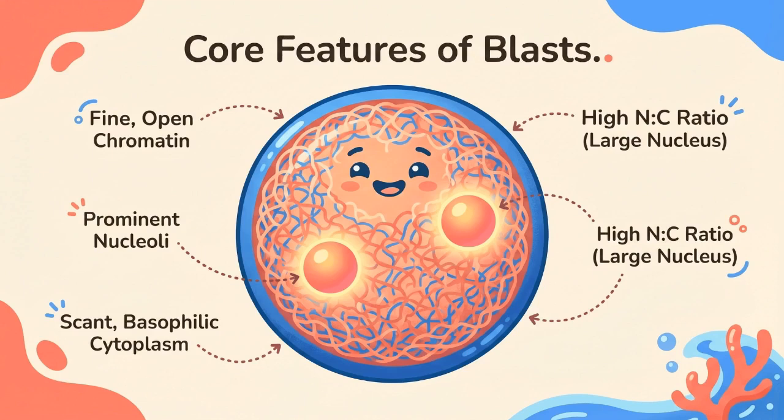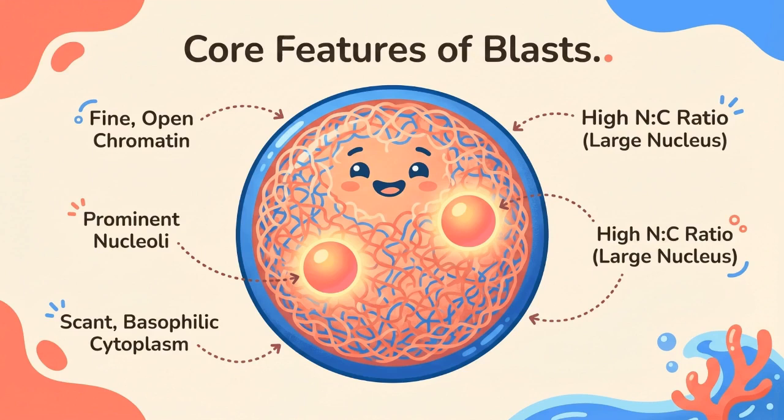Thirdly, blasts often possess prominent nucleoli. These are distinct, usually round or oval structures within the nucleus that are sites of ribosome synthesis, indicating high metabolic activity and rapid cell growth. Finally, blasts typically have scant cytoplasm, which is often basophilic blue, due to a high concentration of RNA, further emphasizing their immature and rapidly dividing nature.